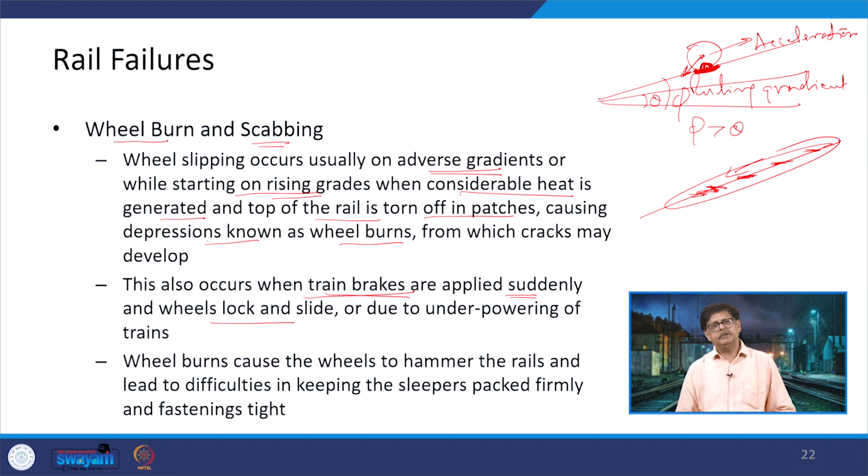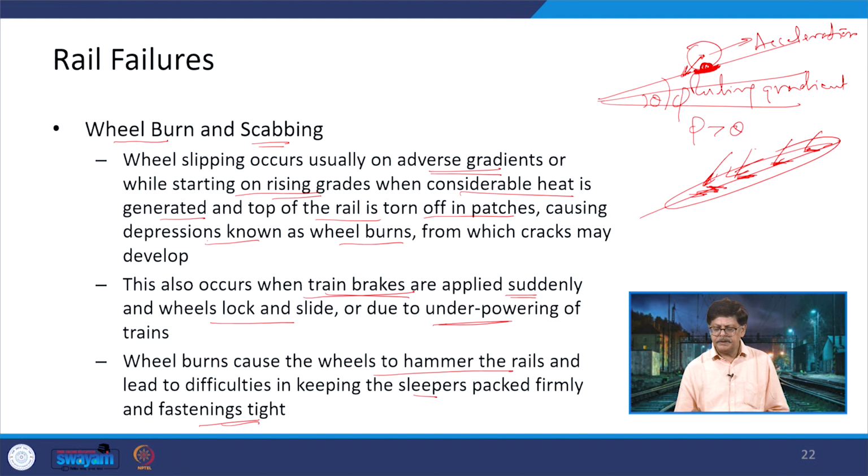Another condition can be that the locomotive used in these cases does not have adequate power, and therefore a lot of pressure is exerted, and because of that underpowering and pressure, these wheel burns may occur. These wheel burns cause the wheels to hammer the rails and lead to difficulties in keeping the sleepers packed firmly and fastenings tight. So, there are two problems which may happen because of the load coming from the brake applications at any location like this.